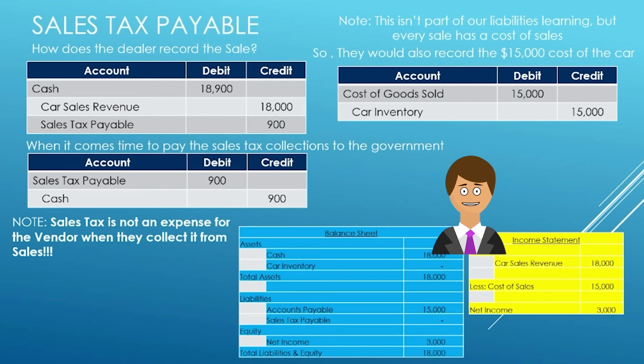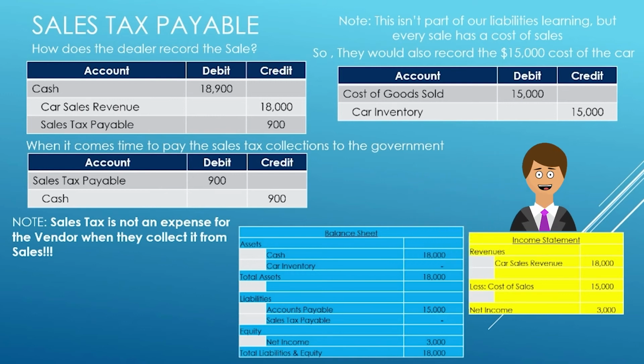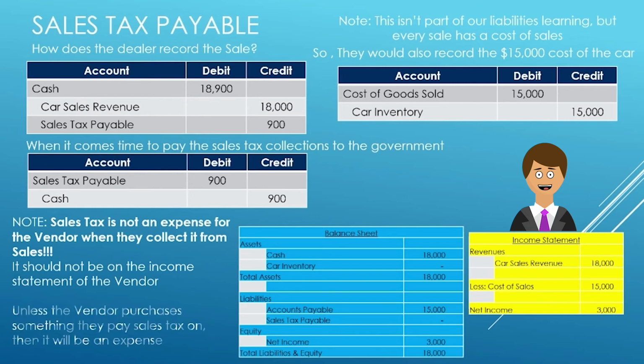So if you'll notice, that sales tax that was collected never went to the income statement. So it should never be on the income statement of the vendor when it's related to sales. Now, again, if this vendor has gone off and purchased things from other people, it may have paid sales tax. That's the time that it'll become an expense on the income statement, is when they purchase something from somebody else. But when they're a vendor who sells things, it's only on their balance sheet as a liability. I hope that's clear related to sales tax.